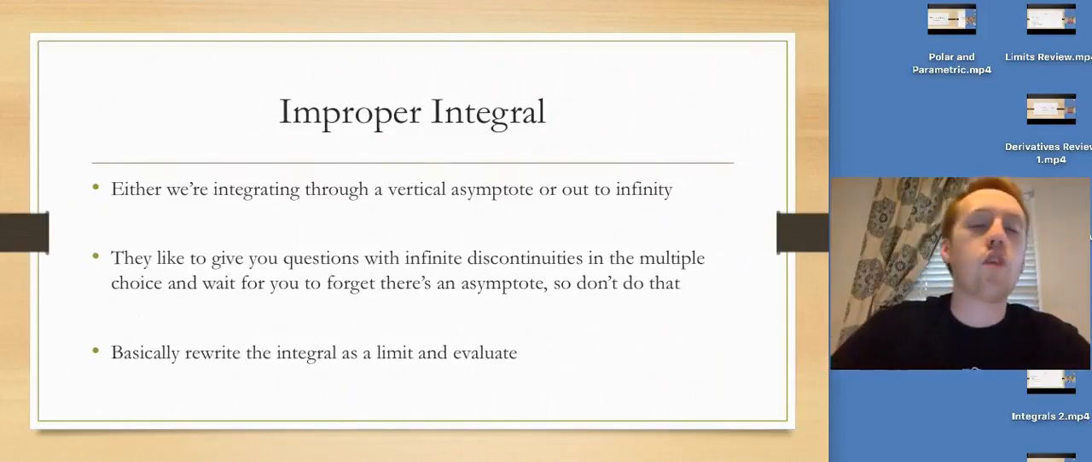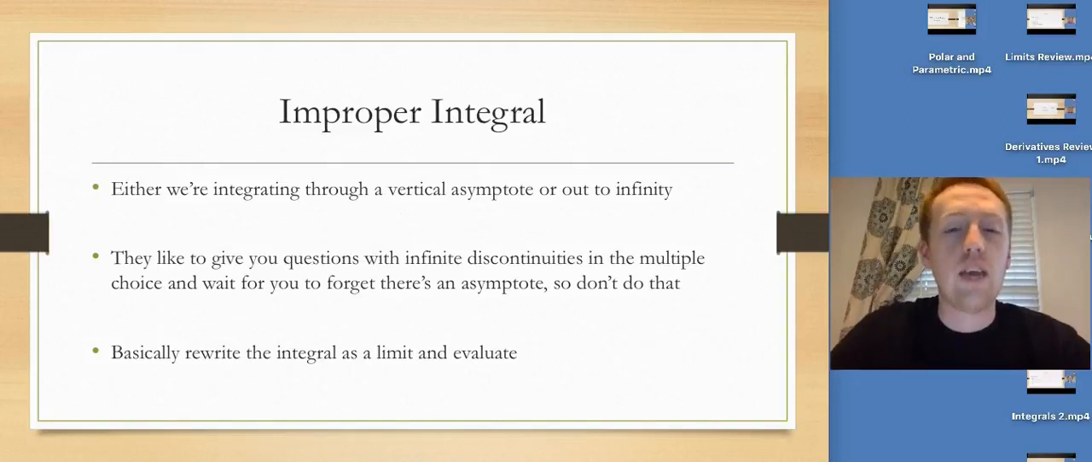What that means is we're either going to be integrating out to infinity or negative infinity, or we're going to be integrating through a vertical asymptote or to a vertical asymptote. On the multiple choice, they like to give you questions where there's a vertical asymptote somewhere in the bounds. They like to give that to you and just expect you to evaluate it without thinking about it. So you need to be careful.